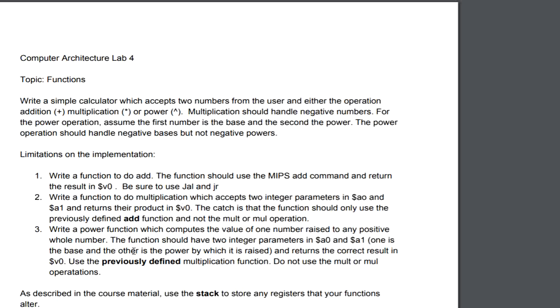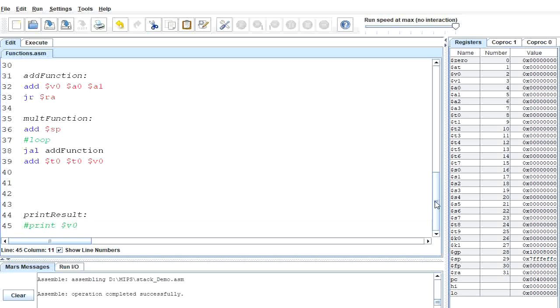And similarly, the power function will call the previously defined multiplication function. Because if I want to take 3 to the 3rd power, I'll do 3 times 3, and then take the result as 9, and do that times 3, and I'll get 27. So if you wrote your multiply function properly, then the power should work properly. So use this, and I want you to use the stack and store any registers that your function alters, any and all registers that your function alters. So let's see how we would start such a program. And I have already started it for you, so let's look at it.